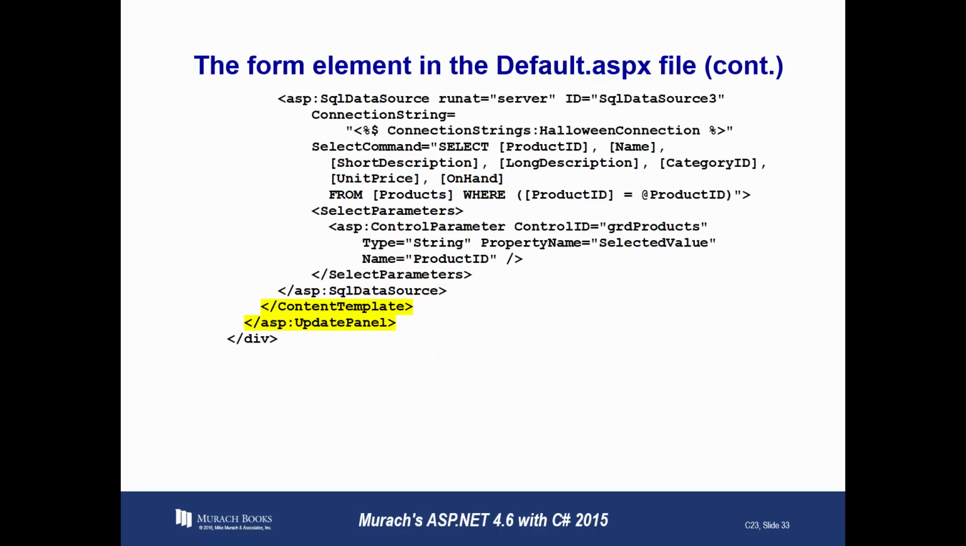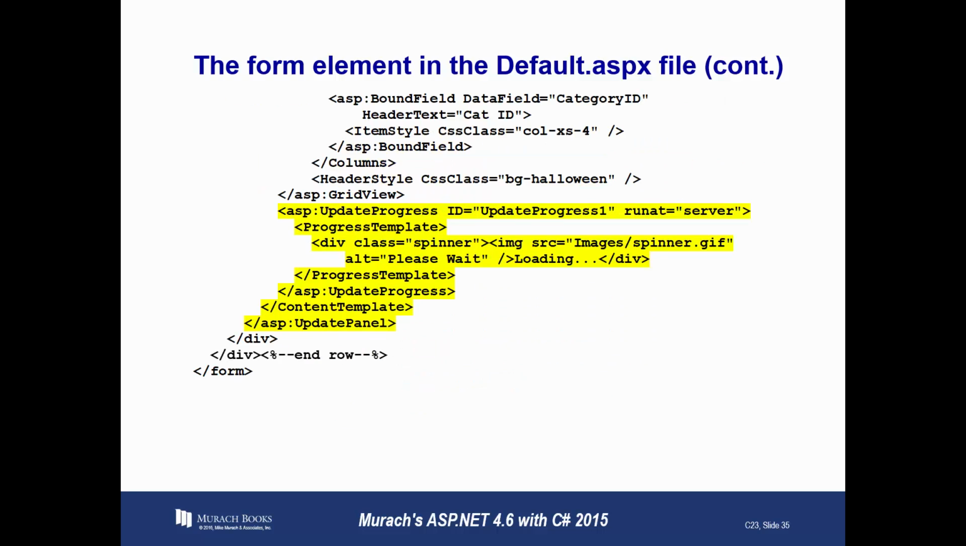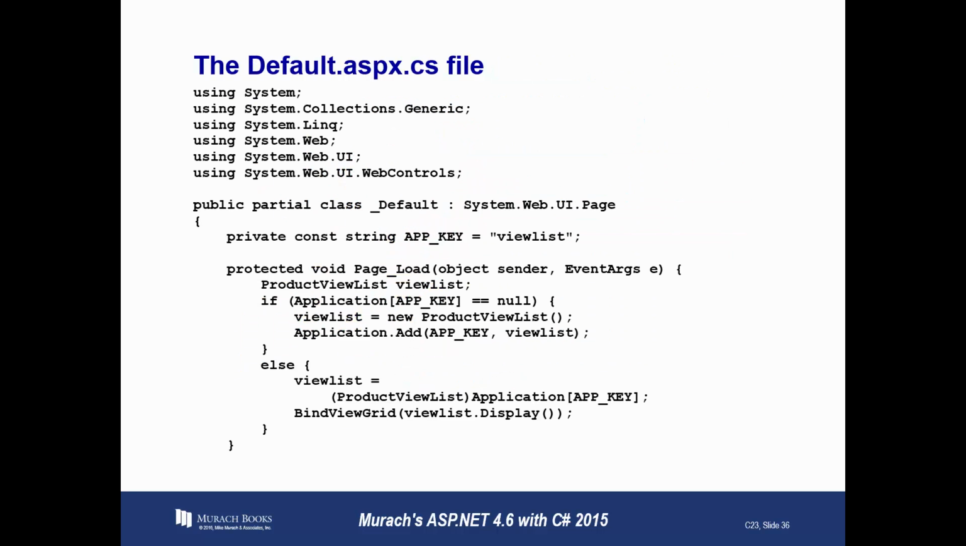Finally, we see in here the associated code behind file on pages 832 and 833. This consists first of a private constant at the top, which is a string constant named app key that will be used as a key value when working with the item in application state that holds the product list object. Next, we've got a private helper method called bind view control.